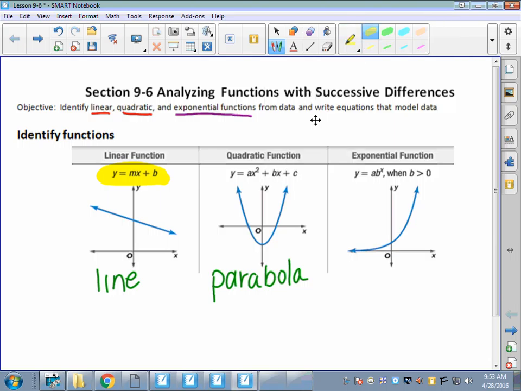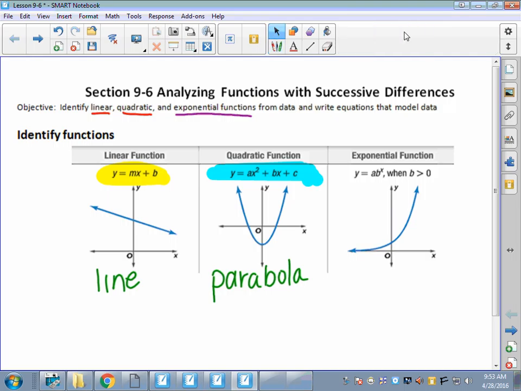Notice up here I've got the standard form of that equation. You could put that in vertex form if you had the opportunity to do so, but we know it looks like a parabola. It either opens up or down based on our a value.